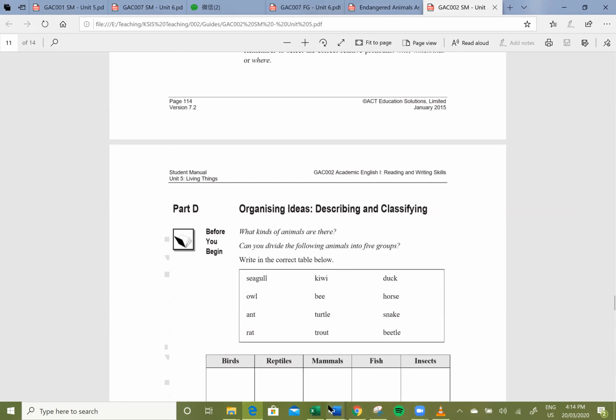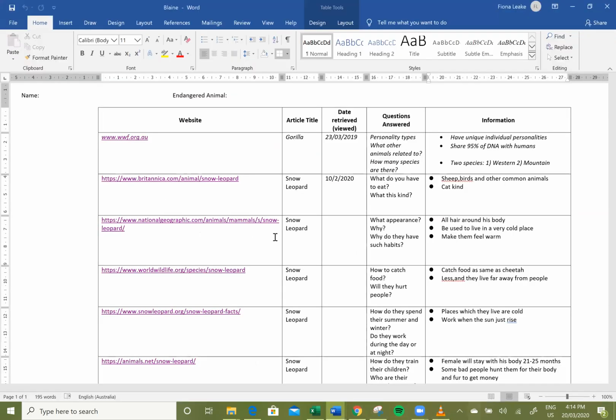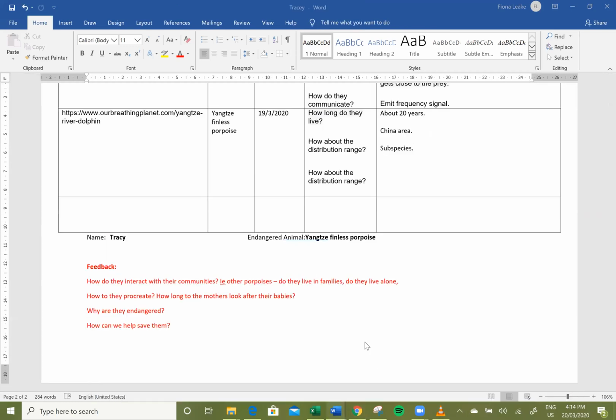So Blaine, thank you, you got your work in on time, and I really appreciate that. I can see you've made a lot of effort, but we do need to be as scientific as possible. So make sure that you try and find information that's going to have a lot of scientific evidence. So if we go back to Tracy.